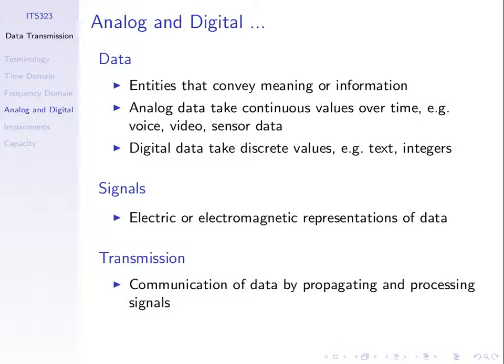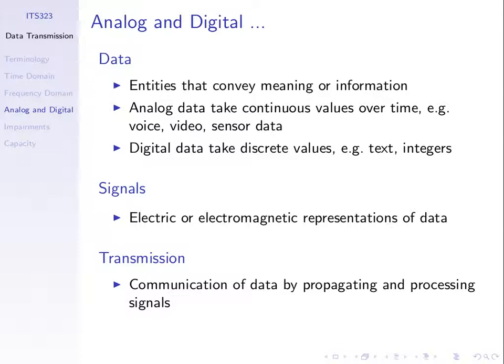Examples of analog data: voice, video, some sensor data. Let's say we have some sensor that records the temperature in the room or the air, what the air conditioner is doing, so it can get a continuous recording of data over time. Whereas digital data takes discrete values. And the best way to think about that is something we represent in binary. Okay, so a text file, some data recorded into discrete values.